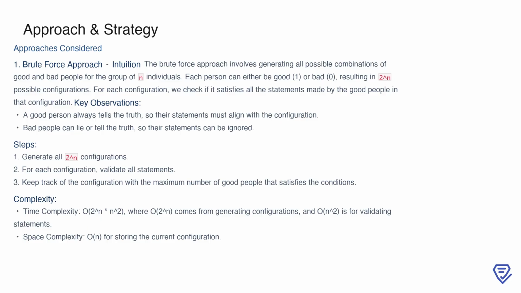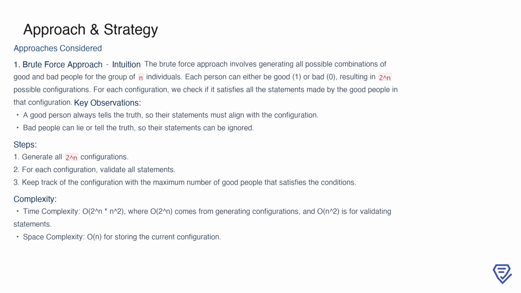This is based on 2 key observations. Good people always tell the truth, so their statements must align with the configuration, while bad people can either lie or tell the truth, meaning their statements can be ignored. The process involves generating all these configurations, validating each one, and keeping track of the configuration with the maximum number of good people that satisfies the conditions.